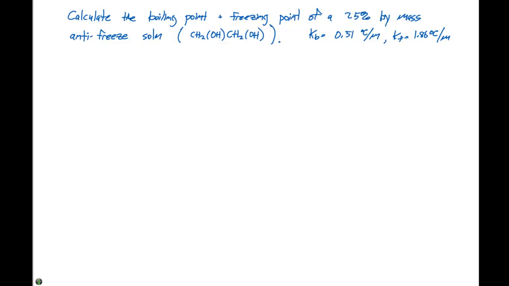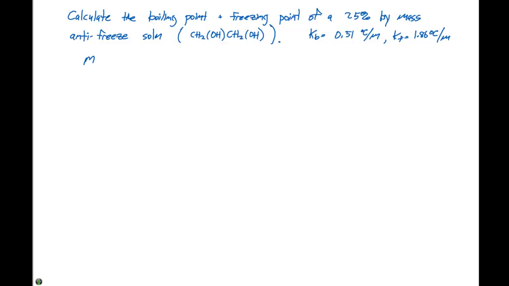In this example problem, we're asked to calculate the boiling point and freezing point of a 25% by mass antifreeze solution. An antifreeze contains CH2OH, CH2OH. We have a Kb of 0.51 degrees Celsius per mole and a Kf of 1.86 degrees Celsius per mole.